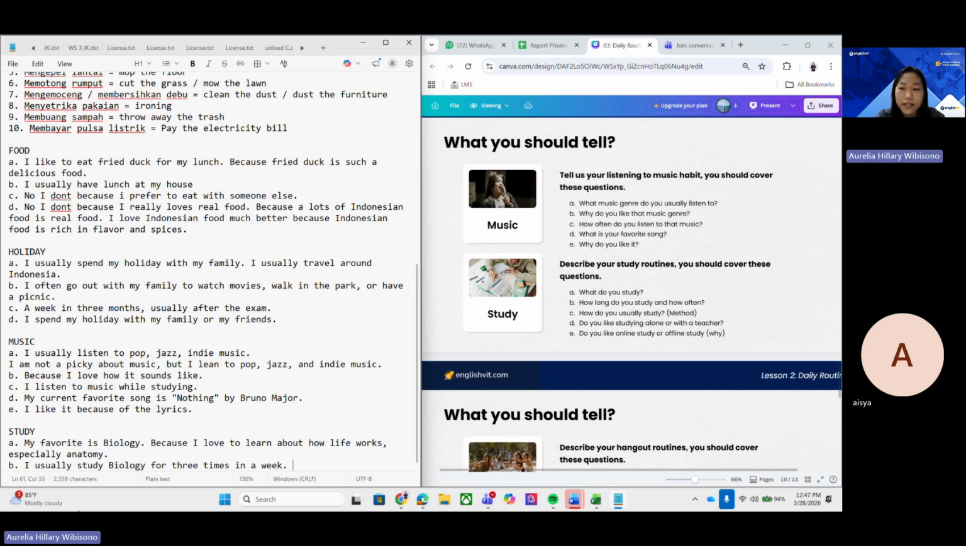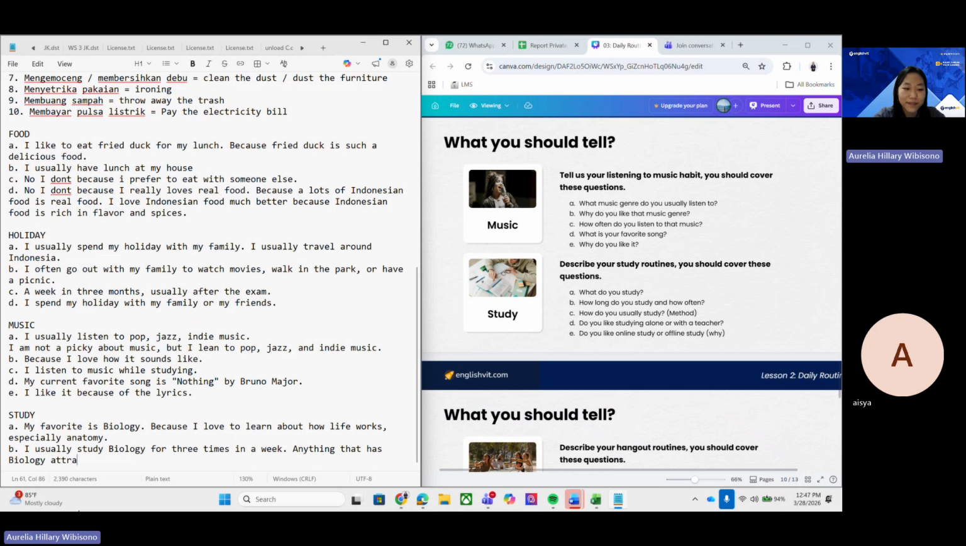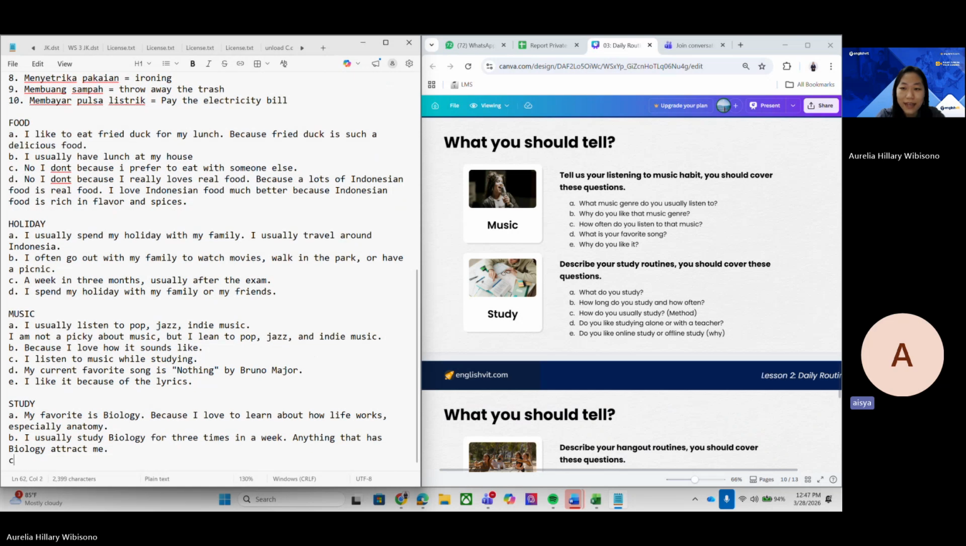Where do you usually study it? Like from books, from internet, from AI, from your friends, from your teacher? Anything that has biology in it. Yes, anything. Anything that has biology attracts me. Okay. And then, wait, sorry.